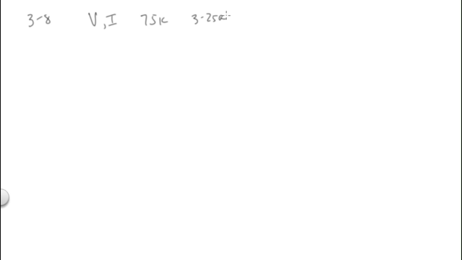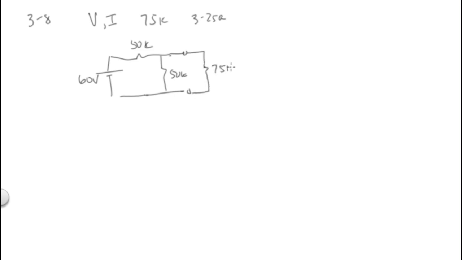So I go down to 325A and I draw the circuit. If you remember, we had a 60 volt and a 50K and a 50K, right? So now I want to add a 75K resistor, and I want to know the I through it, and I want to know the V across it. Let's just do it with Thevenin. Our V Thevenin is 30 volts, if you remember from before, and our R Thevenin is 25K.